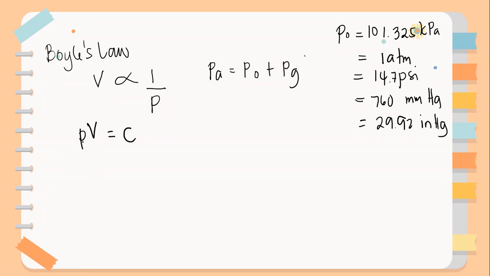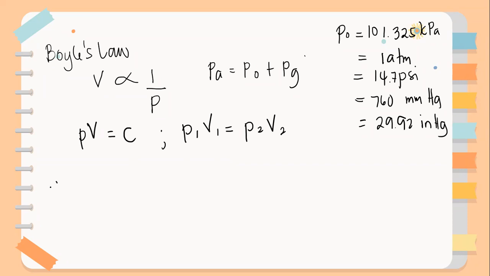Therefore, the formula under Boyle's law: pressure times volume is equal to a constant. That is the absolute pressure and the volume. Therefore, we have P1 V1 is equal to P2 V2. If there's no given volume, instead the given is the specific volume, you can also use that: the pressure times the specific volume equal to pressure 2 times the specific volume 2.